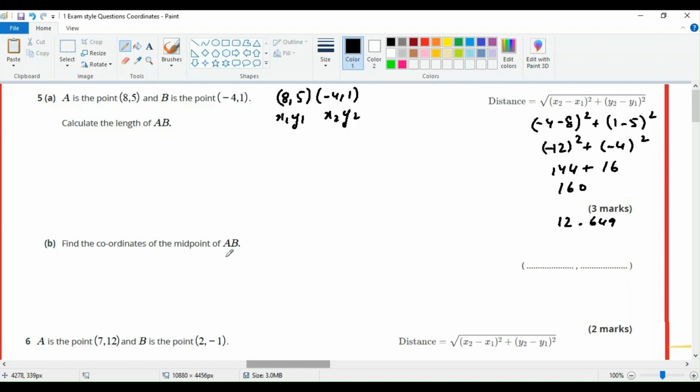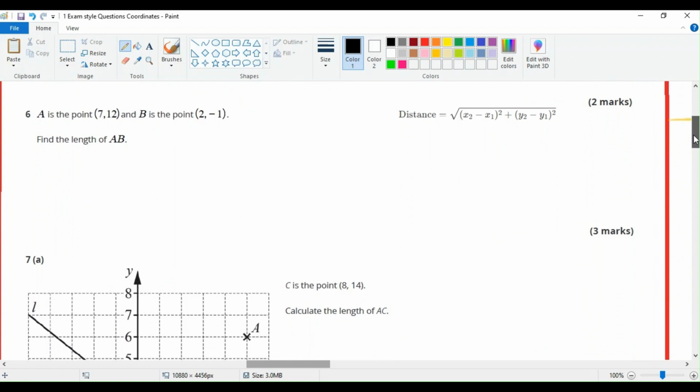Find the coordinates of the midpoint of AB. Now in here we need to find out the midpoint. That means negative 4 plus 8 over 2, and 1 plus 5 over 2. That means this is going to give us 4 over 2, and this is giving us 6 over 2. That means 2 and 3 are the midpoint. So 2 and 3 you can write as an answer.